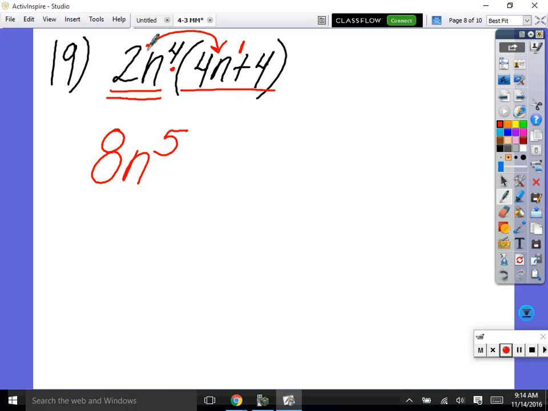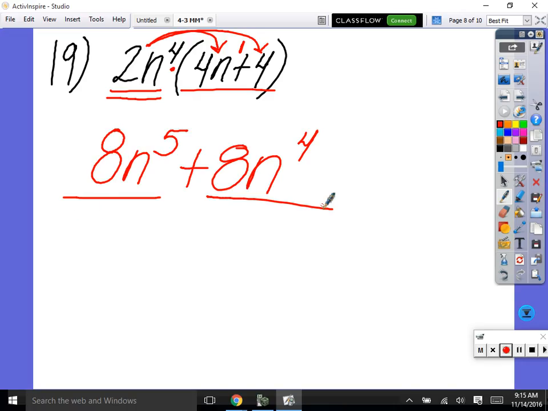Now we have to do 2n to the 4th times positive 4. 2 times 4 again is positive 8. And then we have our n to the 4th still. Now once again, you have to ask yourself, can I add these together? No, this is an n to the 5th, this is an n to the 4th, this is an apple, this is an orange. We cannot combine those, so we're done. So don't do weird things and start adding them.